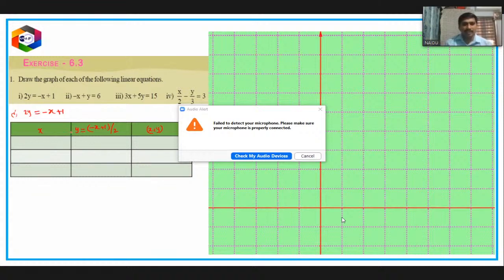Let us try to consider the x value. First I am going to take the x value minus 1 here. Observe, children. Upon taking x value minus 1, minus of minus 1 will be plus 1. So 1 plus 1 is 2, 2 by 2 is equal to 1. So the point will be minus 1 comma 1.